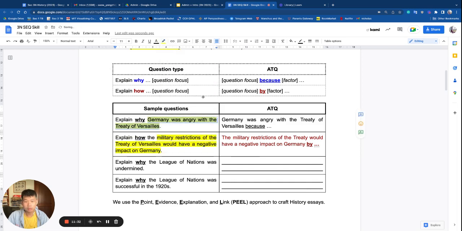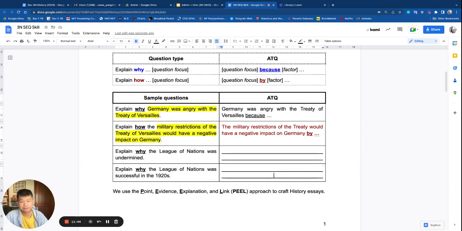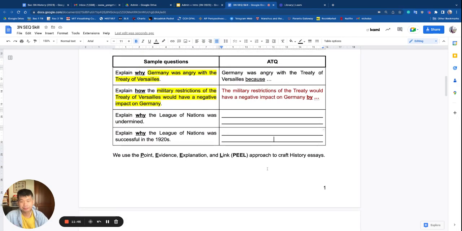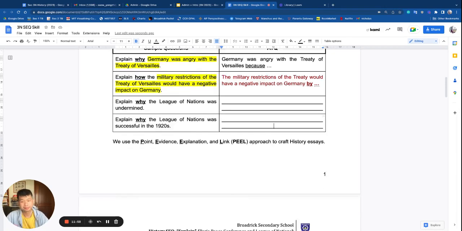And so I won't belabor the point. Allow me to let you help yourself. Please fill in these two boxes on your own. Okay? And in the next part of the lesson, we're going to learn how to use PEAL, point, evidence, explanation, and link, to craft history essays. And when you're ready, let's go.